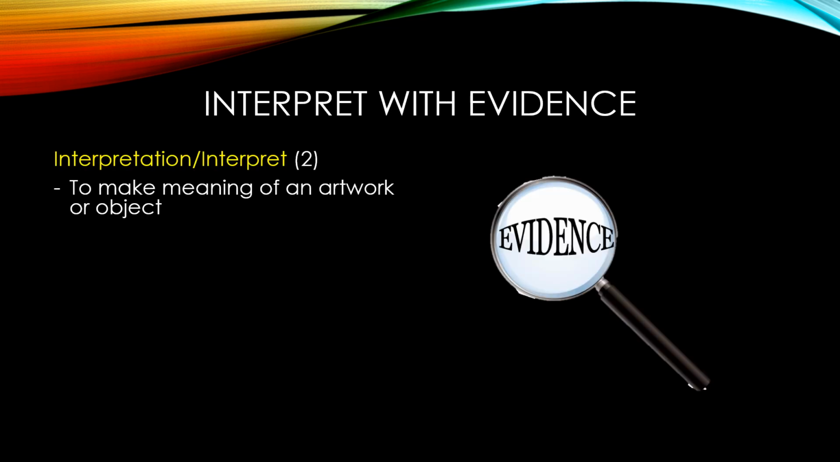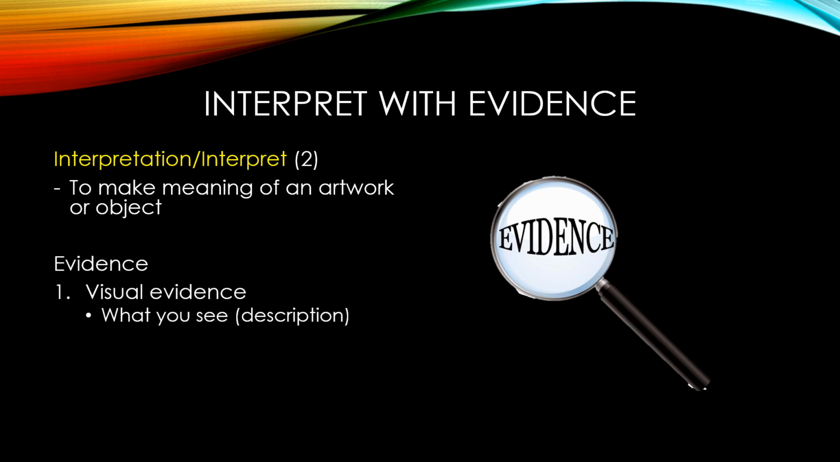The second job that visual analysis does is to interpret an artwork or object with evidence. To interpret is to make meaning of an artwork or object, and a good visual analysis supplies proof for this meaning. There are two kinds of evidence available in visual analysis. One is visual evidence from your description of the artwork or object. This is the whole reason we went to the trouble of describing what we see.